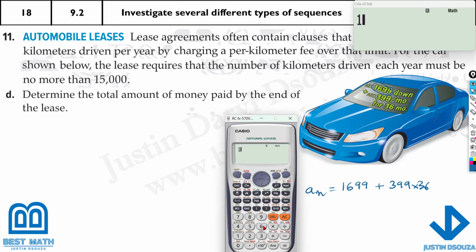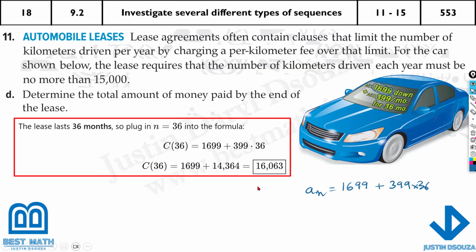So let's type this out. 1699 plus 399 times, it's not 1 month or 2 months, it's 36 months. Type it in properly. It should be 16,063. So that's the final answer.